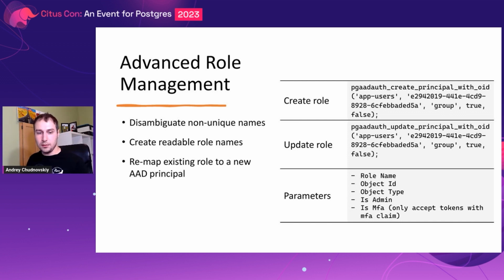It can also be used if the way you manage the Azure Active Directory results in long and unmanageable object names, and you want to shorten them and make them more readable in the database. Or you can use it if you already have a sophisticated setup of users and roles in PostgreSQL, and you want to switch to Azure AD authentication without the need to reconfigure the Postgres privileges. In this case, you would be able to remap the existing roles to the Azure AD principals using those functions.